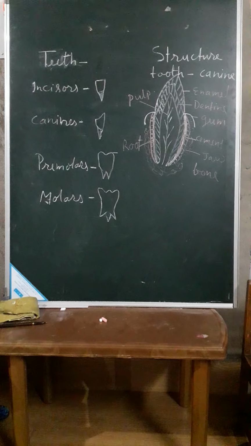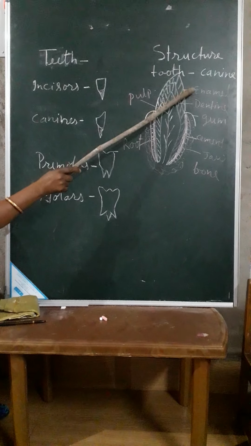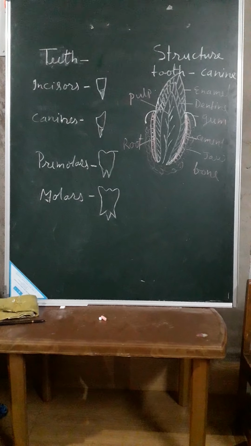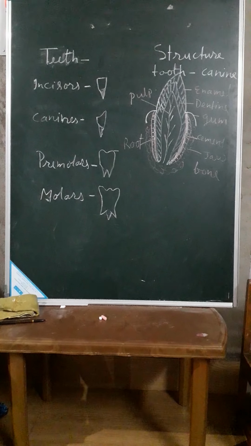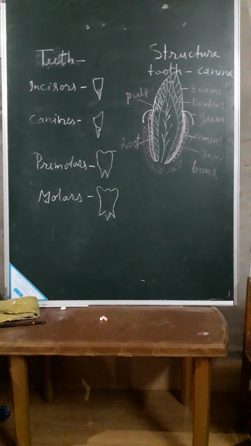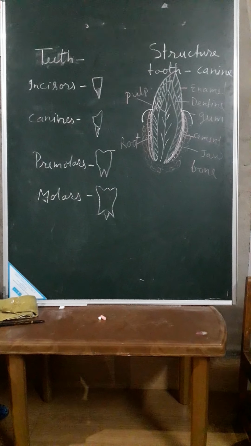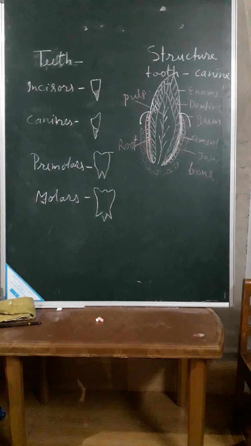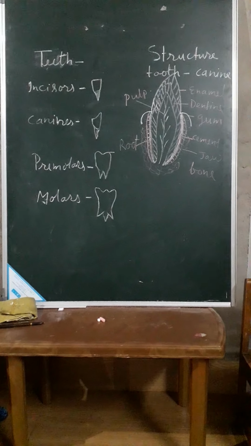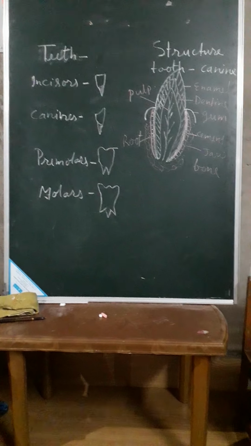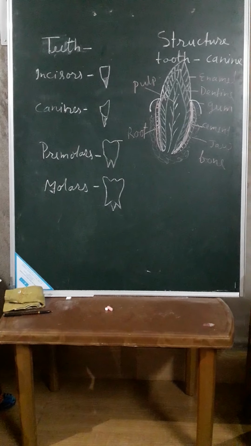And the first part you see here is enamel. Enamel, also known as ivory, is the material which covers the crown. It is the hardest substance in the body. Sometimes you may be asked to name the hardest substance in the body; that is enamel.